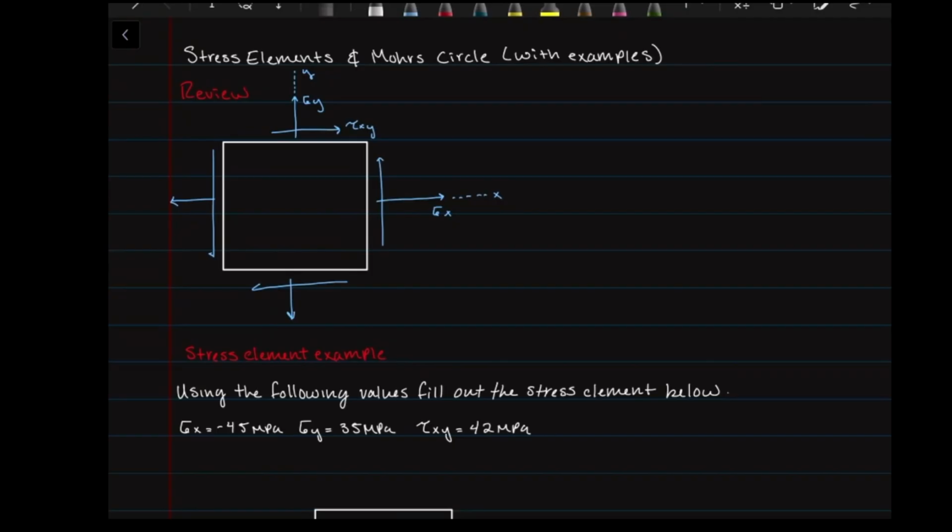Now, what we're going to be doing is a review of stress elements. I expect my Americans to know what they are and how to use them, but just in case you don't, we're going to go over them today. And then we're going to do an example of using the Mohr circle with the values of a stress element. This will be very easy. I'm going to go through it step by step with you so you have no issues whatsoever. And many people can do this. It's not hard at all.